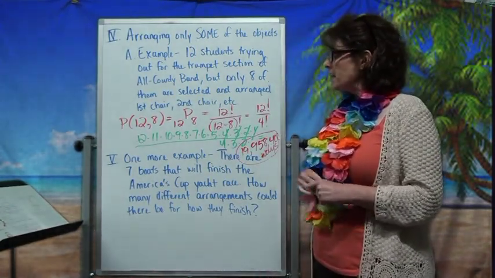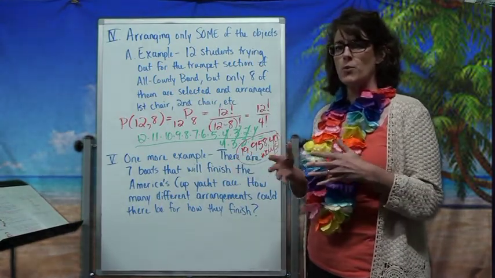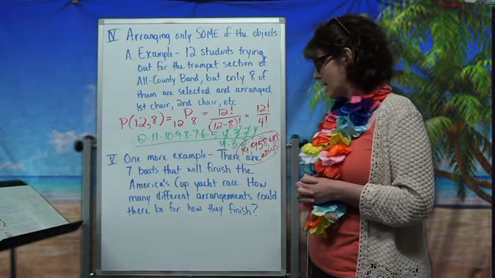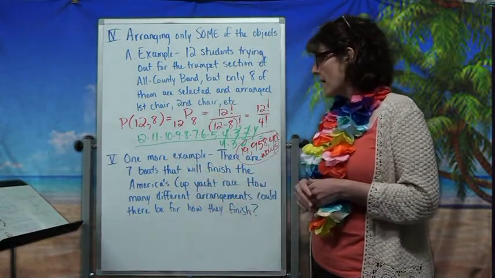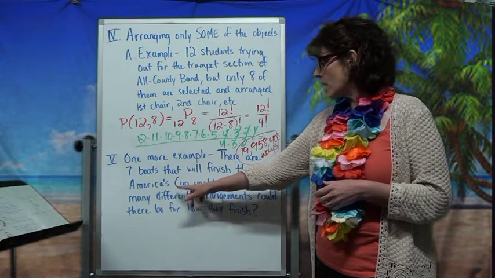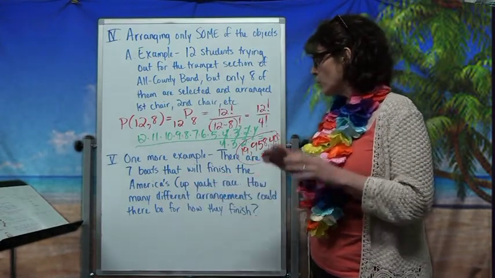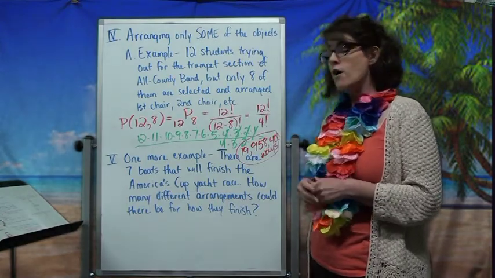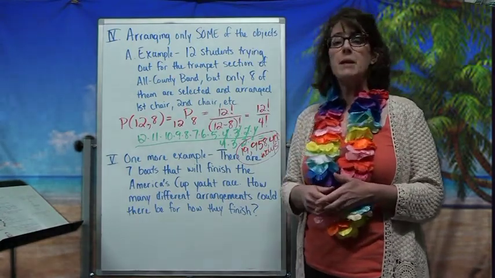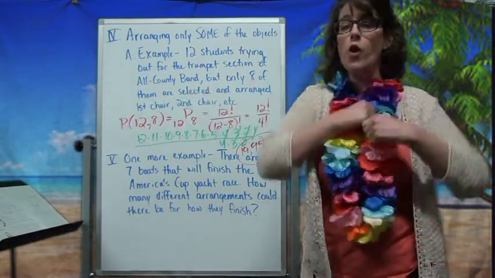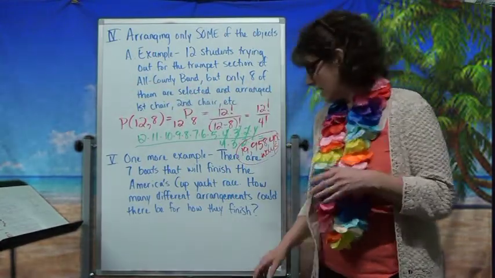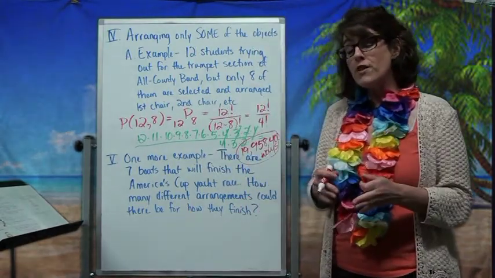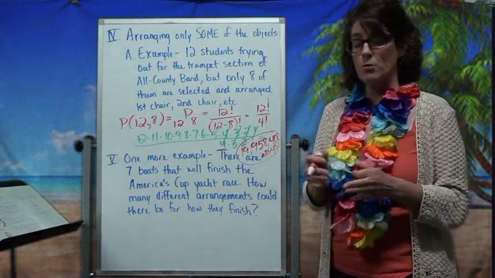So let's take a look at one more example, and then I'm going to recap and see if you're noticing something with permutations. In this last example, we've got 7 boats. They are racing in the America's Cup Yacht Race. These 7 boats will finish the race, and we want to know how many different arrangements there could be for how they finish. So I've got 7 boats. I'm taking all of them together at once. I'm not leaving anybody out. Because the order that they finish is going to matter tremendously, that's a permutation.